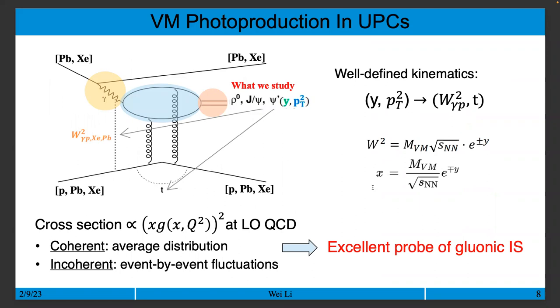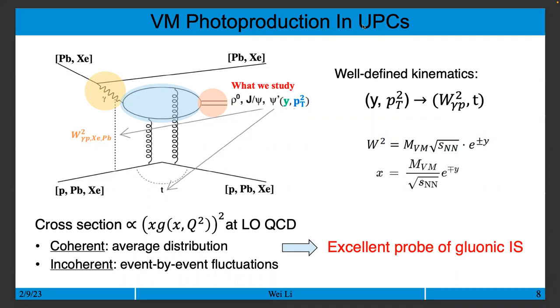In particular, the vector meson photoproduction. The nice thing about this process is that all the final state kinematics are well defined, because you can measure the rapidity and the pT of the vector meson. So you fully determine the initial center of mass energy of the photon-nucleus system, and you can determine the t exchange from this t-channel process. So it's a very clean, well-defined process.